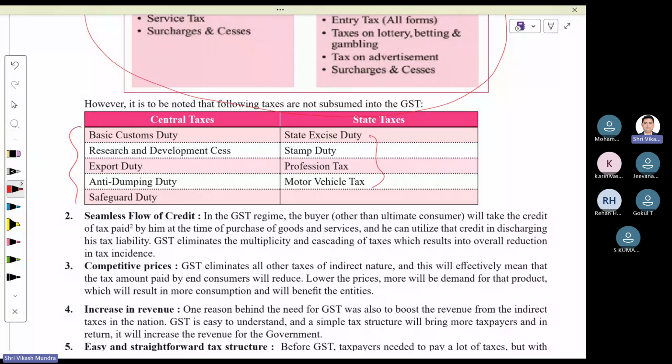That means you are required to pay these taxes even though GST is in the picture, like basic central tax, basic customs duty, research and development sales, export duty, anti-dumping duty, safeguard duty. That means customs parts are untouched. And here: state excise duty on petroleum products, on alcohol, stamp duty, profession tax, and motor vehicle tax, road tax, etc. You are required to pay these taxes. Still, even though there is GST, these taxes you are still required to pay.